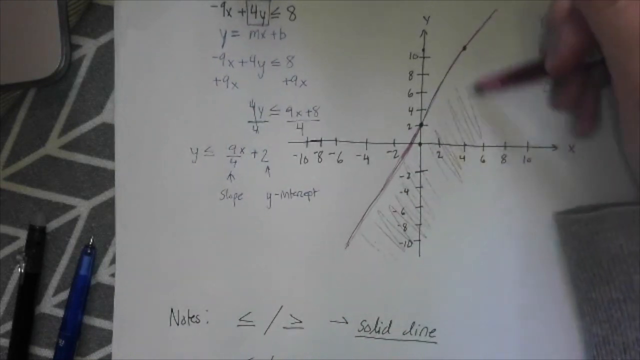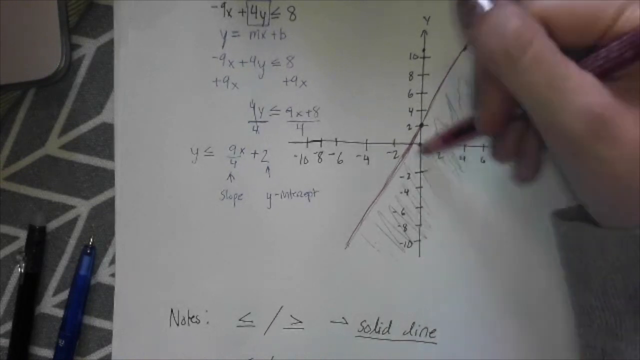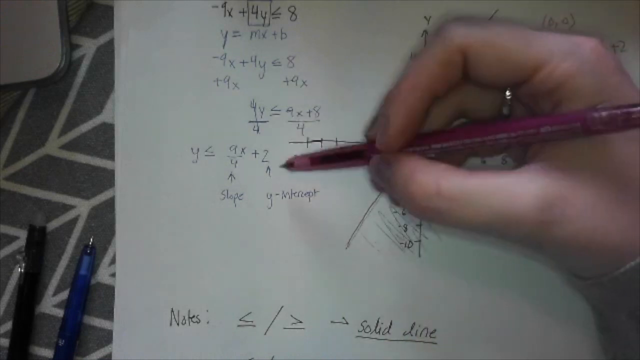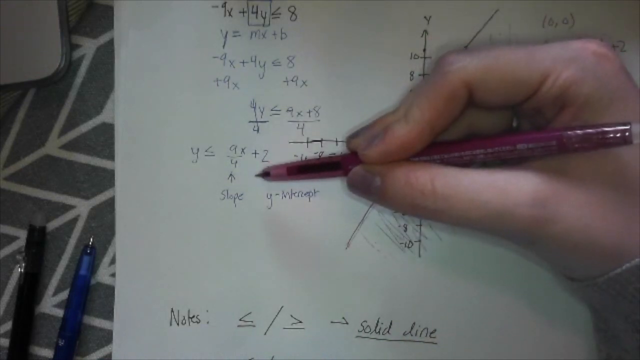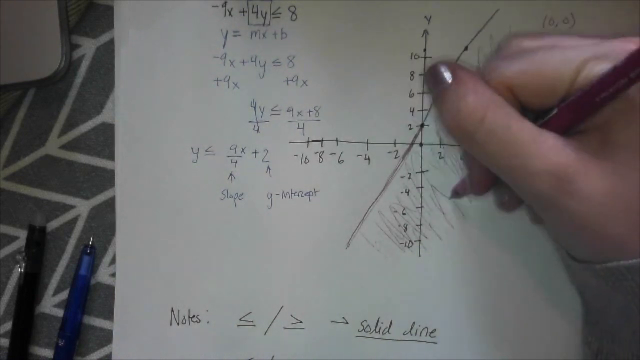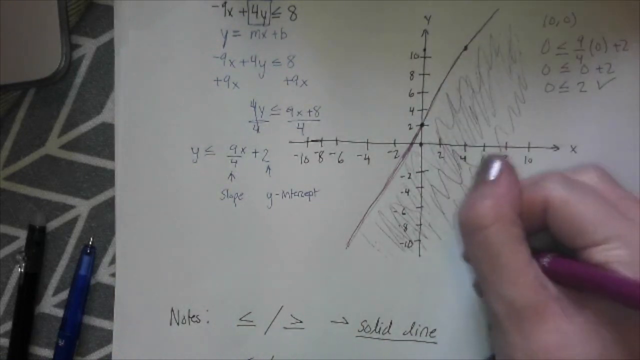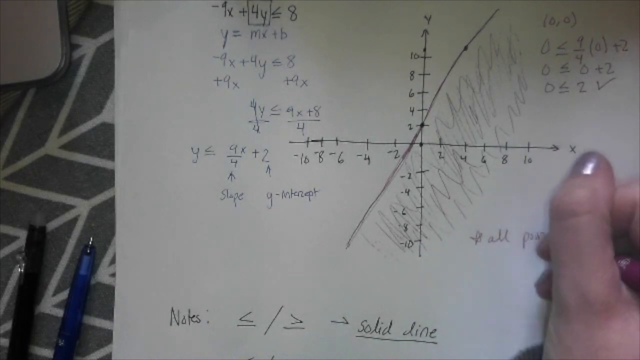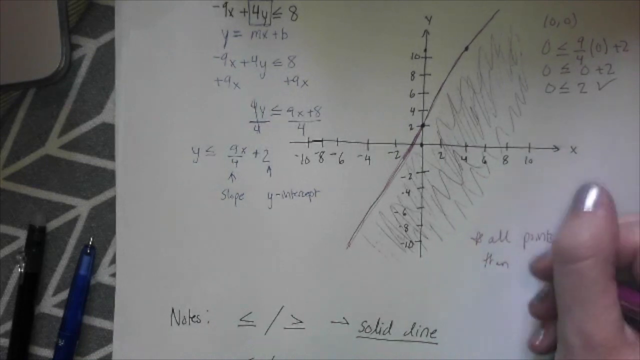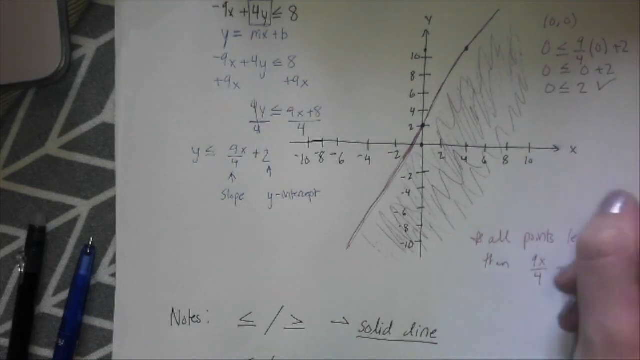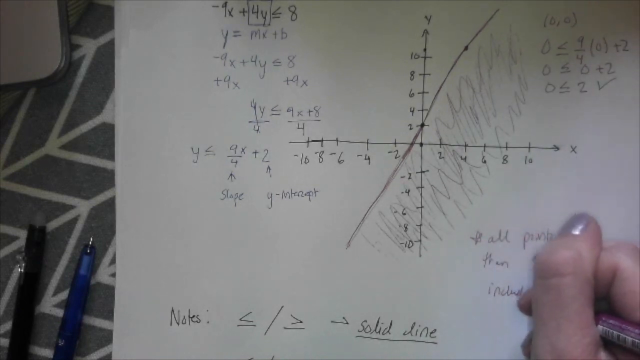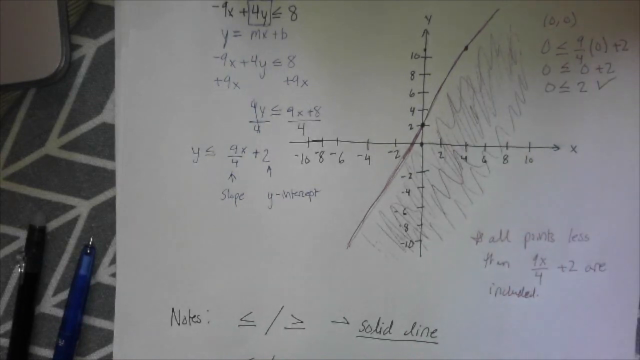So we're going to shade below the line to show that all the points less than 9x over 4 plus 2 are included in the solution. That is one thing to note: all points less than 9 over 4x plus 2 are included. All right.